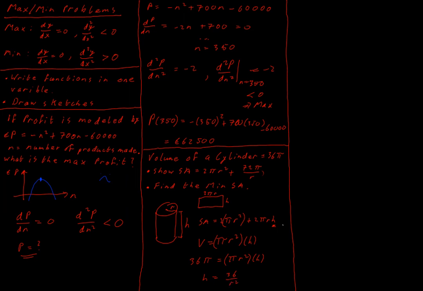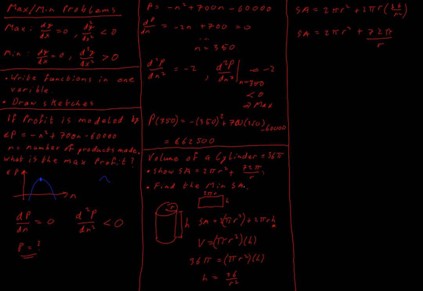I can sub that in here, and let's see if I get what I was looking for. So the surface area is equal to 2 pi r squared plus 2 pi r on 36 all over r squared. So the surface area is equal to 2 pi r squared plus 72 pi all over r. And lo and behold, that is what I was asked for.